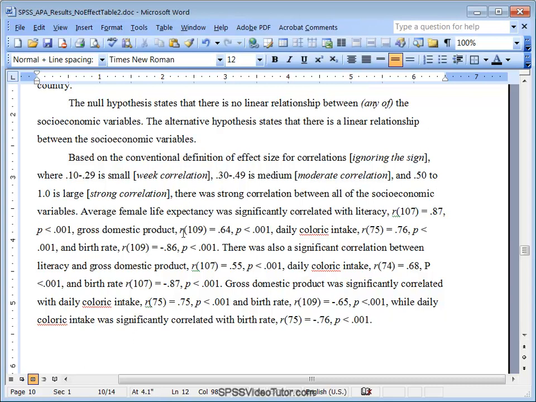Gross domestic product: r, again the case number, correlation coefficient, and the p-value or significance value. Daily caloric intake, same statistical notation. Birth rate, statistical notation. There was also a significant correlation between literacy and gross domestic product, again statistical notation, daily caloric intake, and birth rate, again statistical notation. Essentially what you're doing here is stating all of the results of the correlation analysis within your write-up.